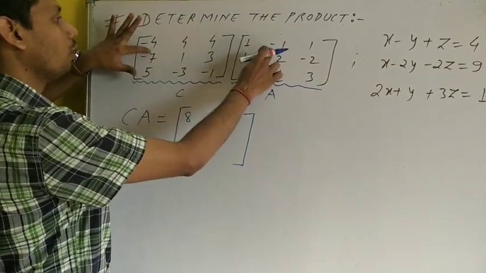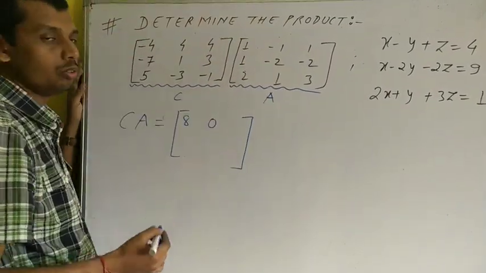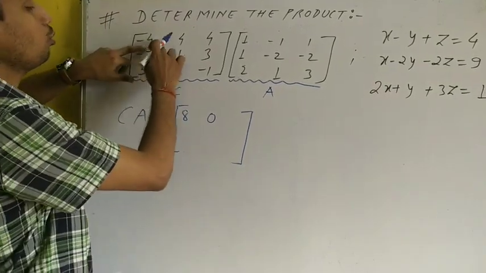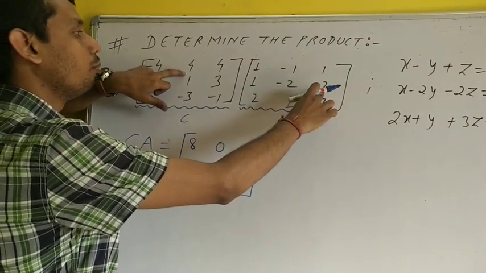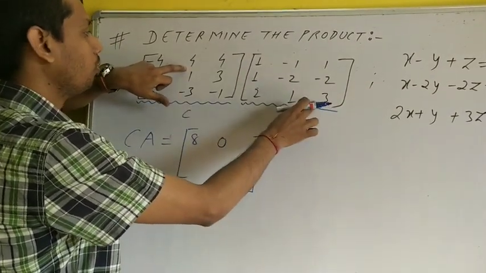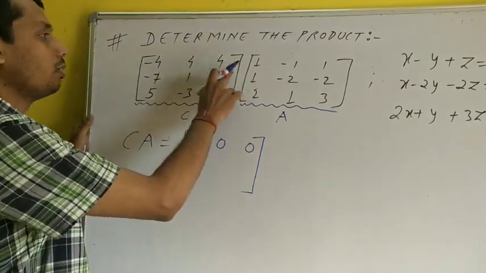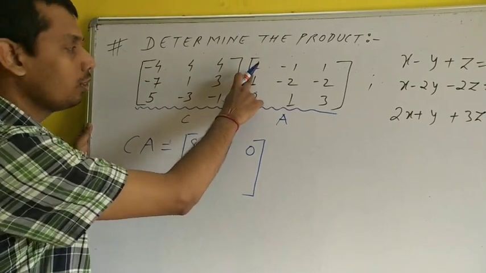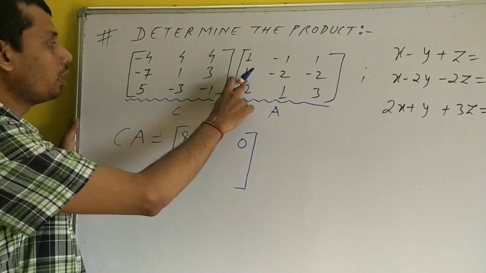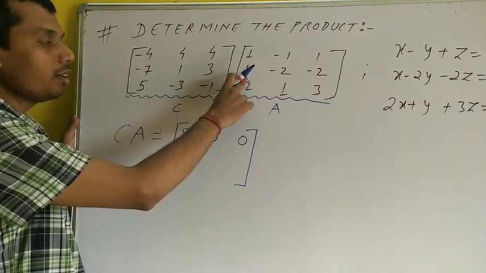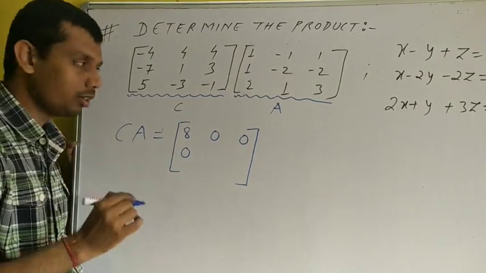Minus 4 into minus 1 plus 4, this is minus 8, again this is plus 4, so this becomes 0. Minus 4 into 1, this is minus 4, 4 into minus 2, this is minus 8, and 4 into 3, 12, so 12 minus 4, 8, and minus 8, this becomes 0. Minus 7 into 1, its value will equal minus 7. 1 into 1, 1, so minus 7 and plus 1, that will be equal to minus 6. 3 into 2 plus 6, so minus 6 plus 6 will be equal to 0.